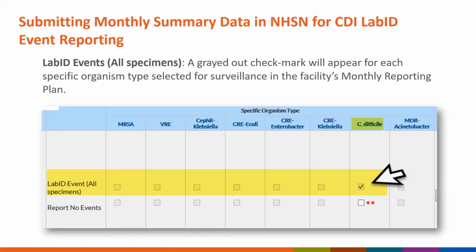You will also notice on this slide a check mark in the box under the organism or organisms the facility has included in the monthly reporting plan and what they are monitoring for the month. In this case, this facility chose to only monitor CDI LabID events for the month.